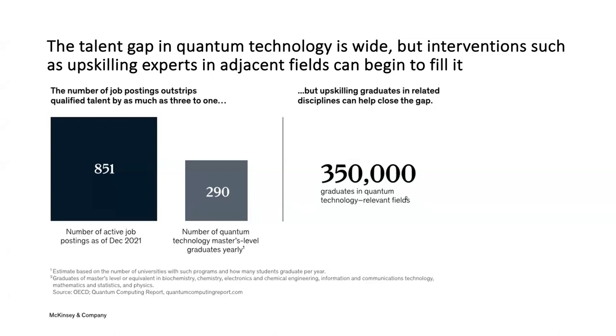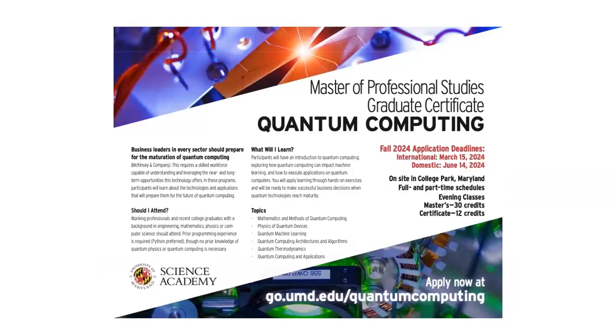That being said, I wanted to present to you that we are doing something at the University of Maryland. Right now we are offering a graduate certificate in quantum computing, a Master's of Professional Studies in Quantum Computing, and a Master's of Science in Quantum Computing. This is a joint effort of the Institute for Physical Science and Technology and the Science Academy. If you want, you should look at the website to see the possibilities.